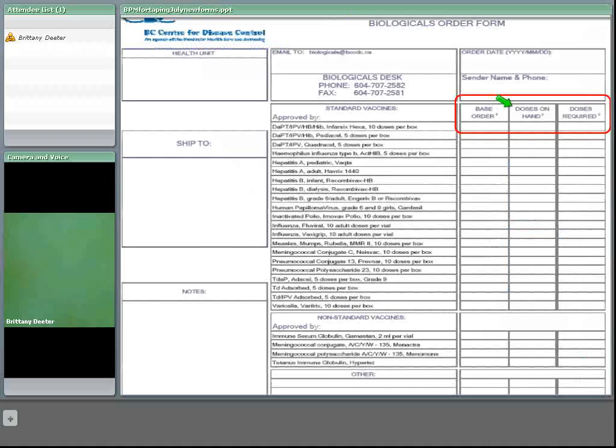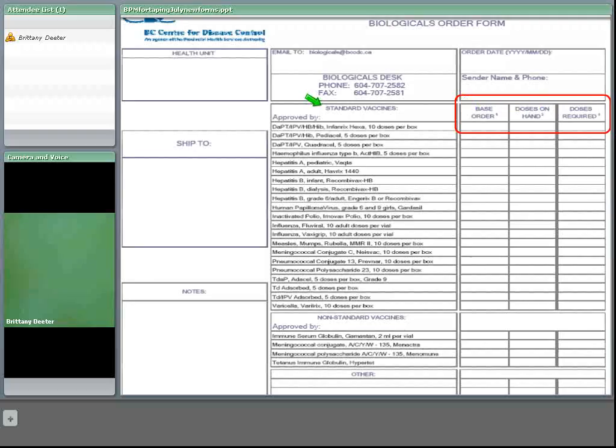So we're talking about what our base order is, and we talked about how we establish the base order. And you can see at the bottom of this form, if we could see the whole thing, the base order gives you a little bit of an idea of how you should be determining that. The number of doses on hand is going to be determined obviously only by counting. That's the count is key. There's only one way to figure out how many you actually have. And that's going to give you your doses required. So your base order minus your doses on hand equals doses required.